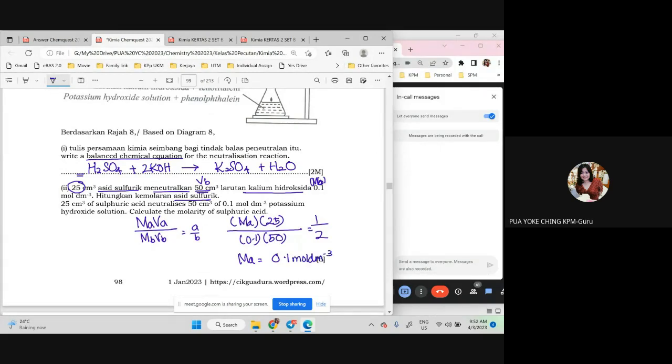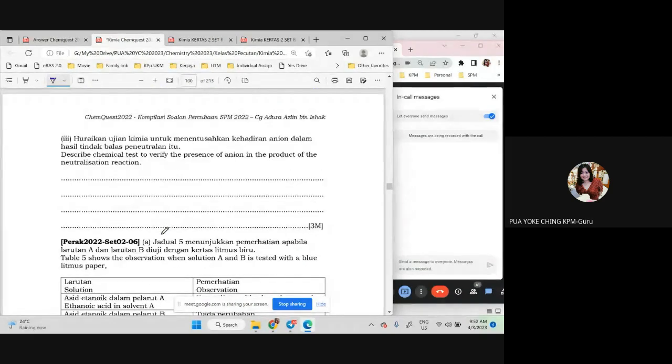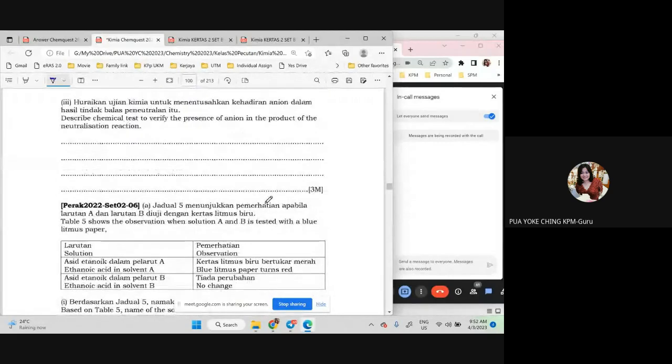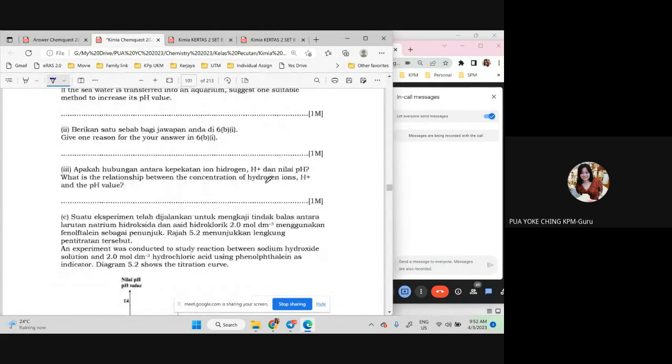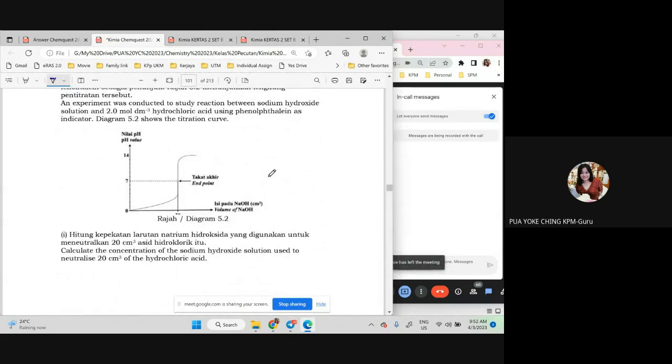Okay, so this is calculation using formula. This one I skip first. Later I will go through all the cation and anion tests. This one is also the same: solvent A, solvent B. If it is the same, then I will not discuss it. Okay, this is another example.